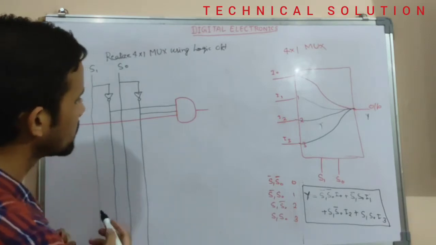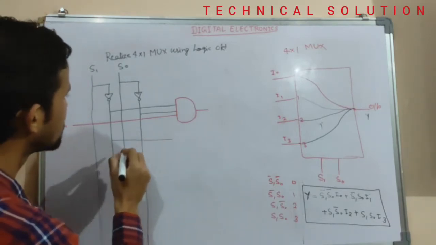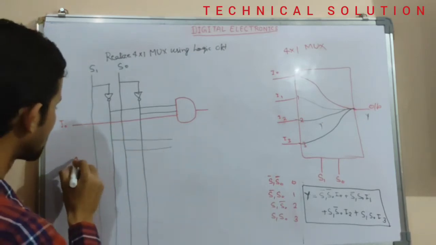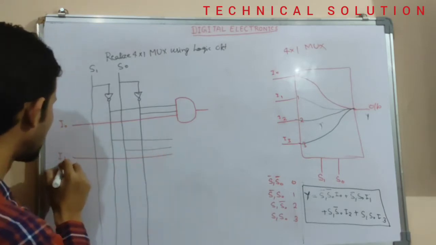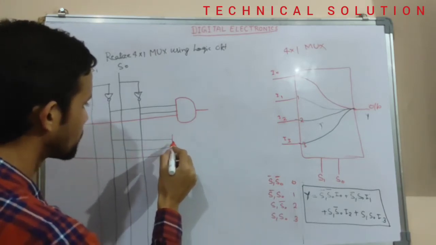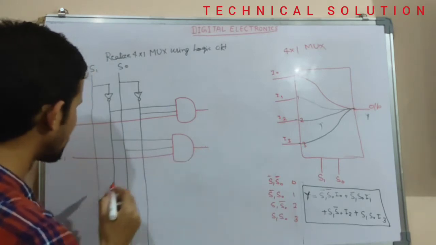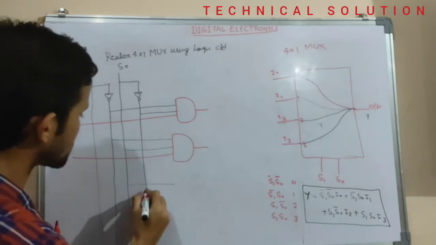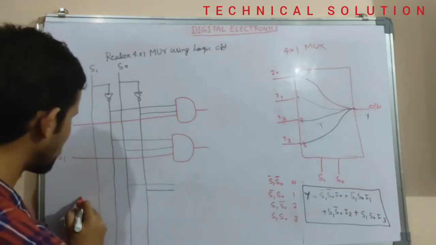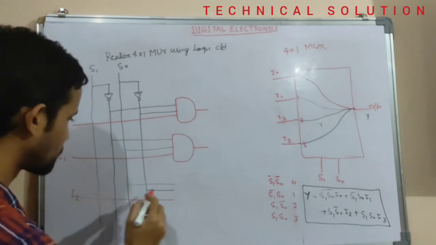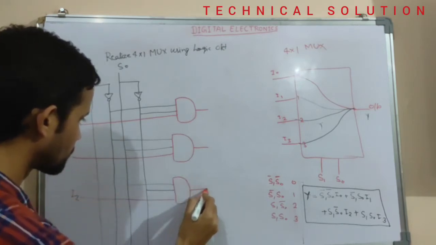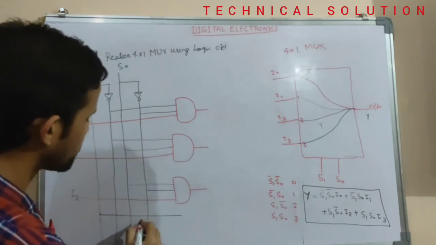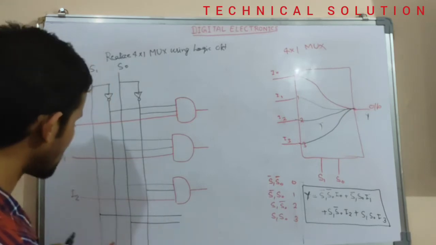Next is S1 bar and S0, and here the input is I1. Next is S1 and S0 bar, and the input is I2. Next is S1 and S0, and the input is I3.